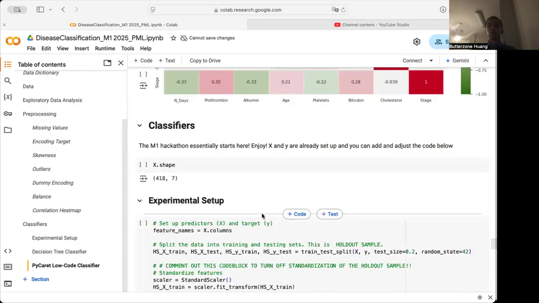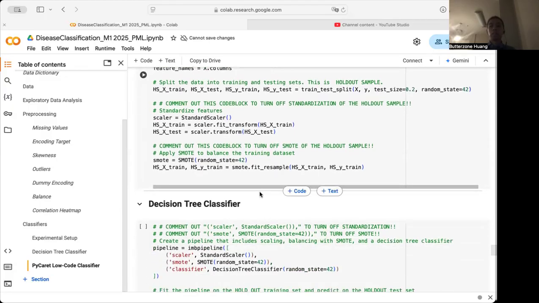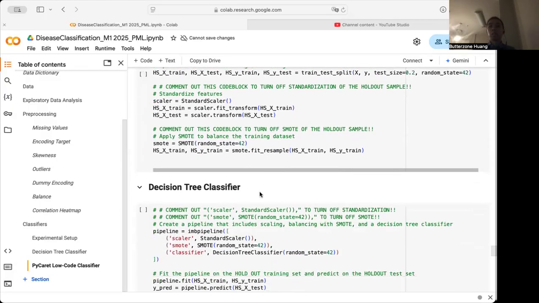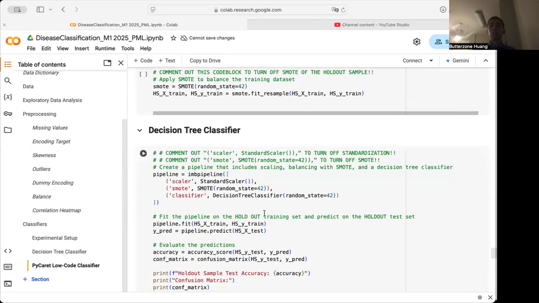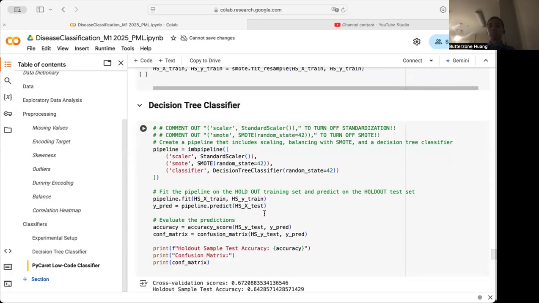For the machine learning part, he first splits the whole data set into training versus testing subsets with an 80 to 20 ratio split. He has the features standardized and applies SMOTE to balance the training set. He creates a pipeline that includes scaling and balancing with SMOTE and a decision tree classifier. He fits the pipeline on the holdout training set and predicts on the testing set.